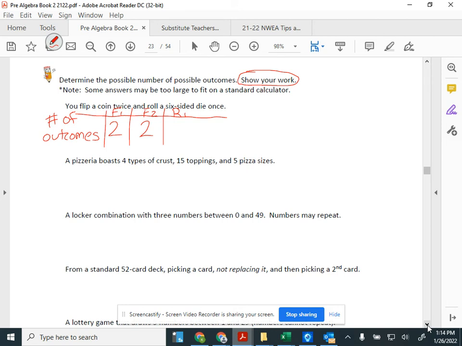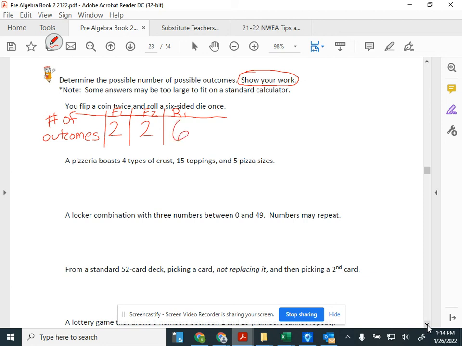So when I roll that dice, it could land on the 1. It could land on the 2. It could land on the 3. It could land on the 4. It could land on the 5. It could land on the 6. So if it has 6 sides, how many possible outcomes are there? 6.